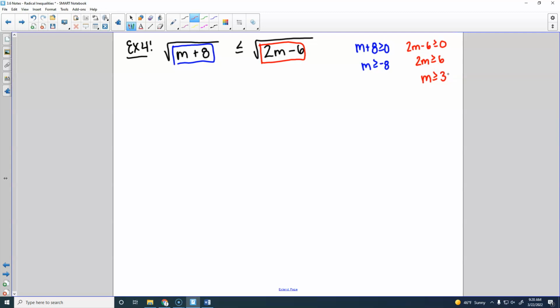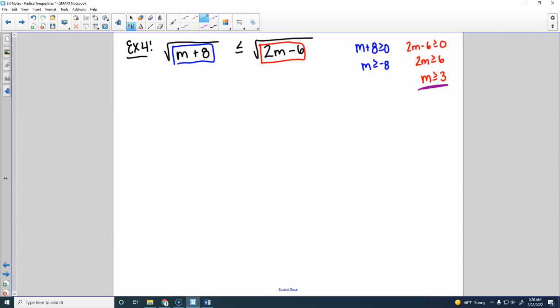Now when we get to the end, you could graph both of those, but do we really need both of those? If a number is greater than or equal to 3, is it also going to be greater than or equal to negative 8? It has to be, right? So like 4, 5, 6, 7, 8, 9, 10. All those numbers are also bigger than negative 8. So you could, if you want, just only consider this one right here because it's the larger of the two. Or you can look at both of them.